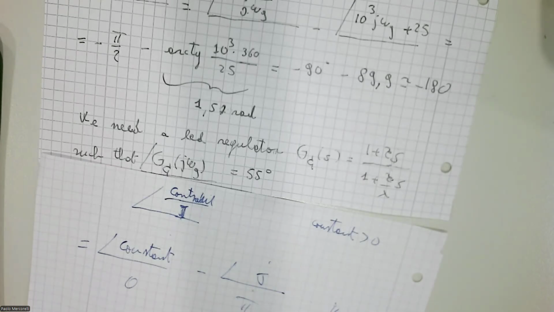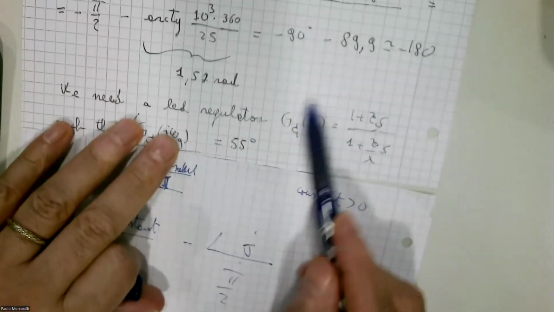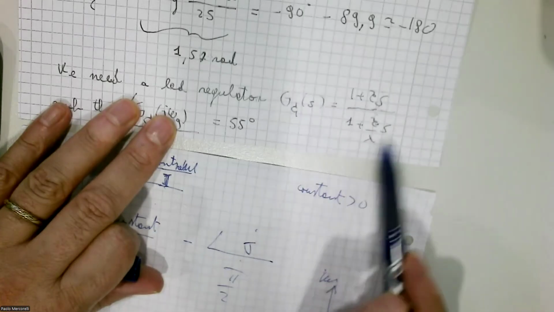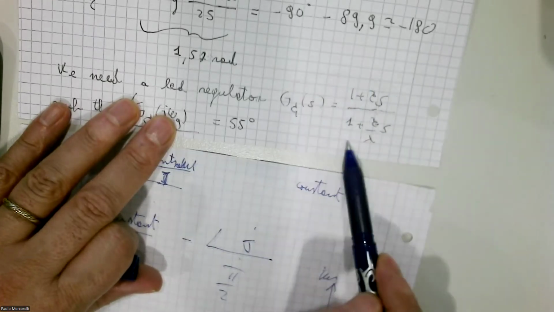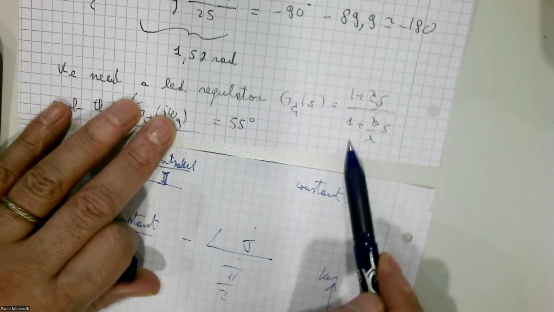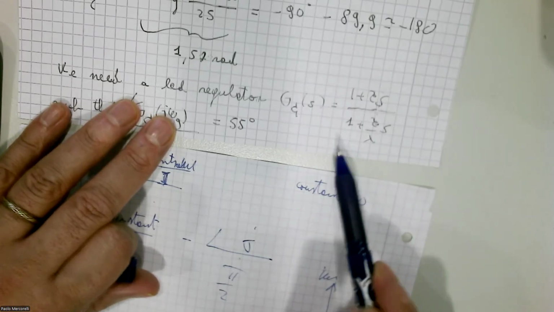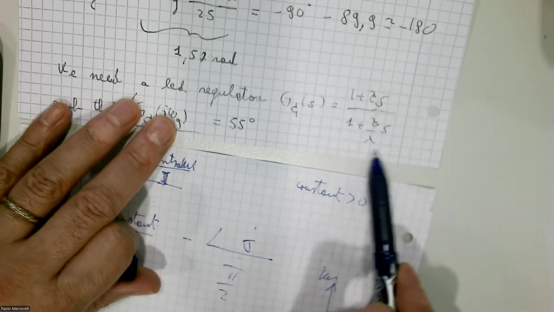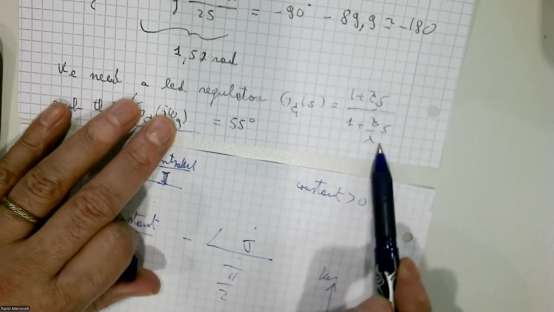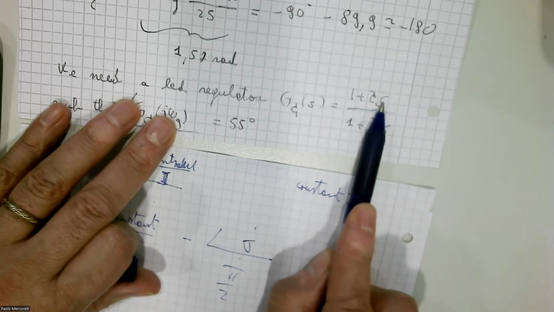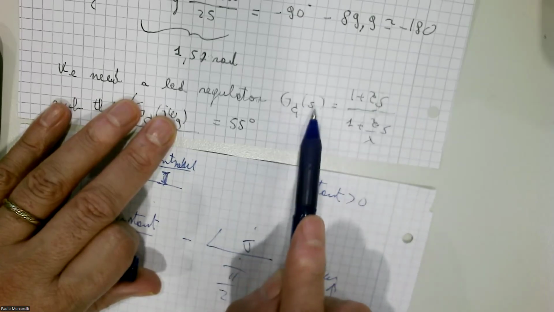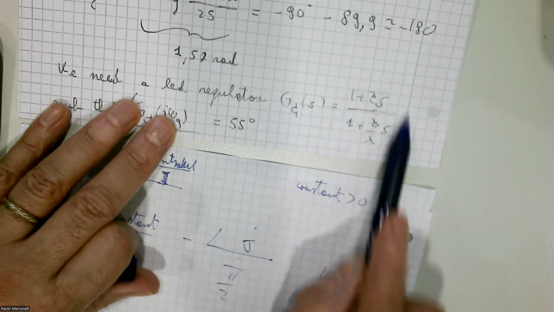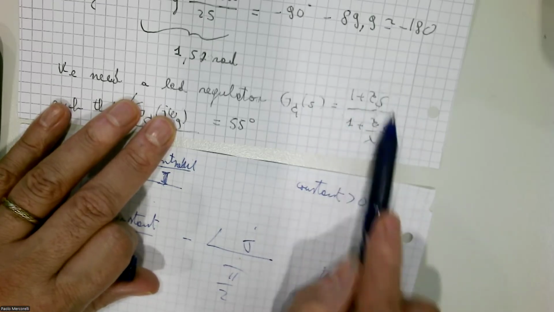We need a regulator, and I will give you this equation in the exam. I would like to control the system. I would like to correct, or better to say improve, the controller using a GC of S of this structure here. We can see that the original hypothesis, GC of 0 equal 1, is guaranteed with this structure here.